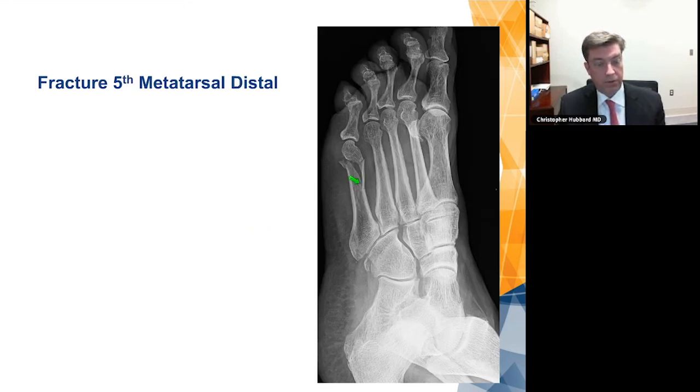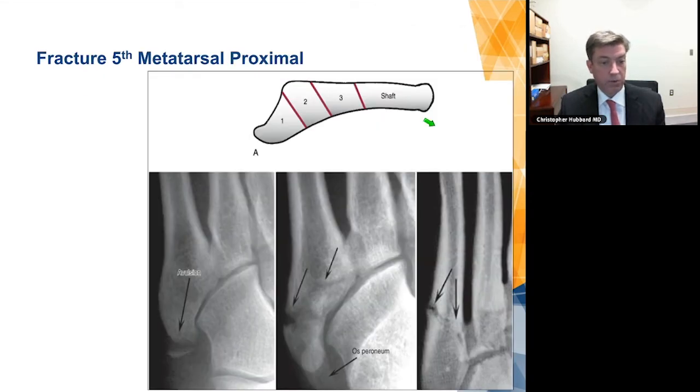So here's this distal fifth metatarsal fracture. There's a good amount of motion at the tarsometatarsal joint here, so we can accept more displacement of a fracture of the fifth metatarsal than maybe the second or the first. But that could be, and was, treated in the boot.